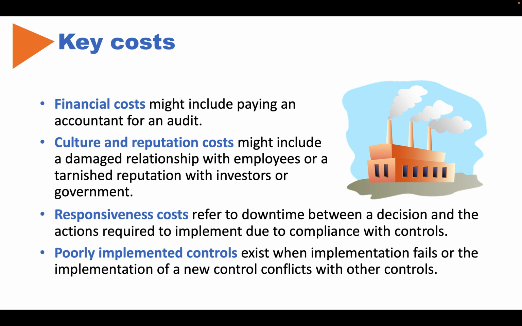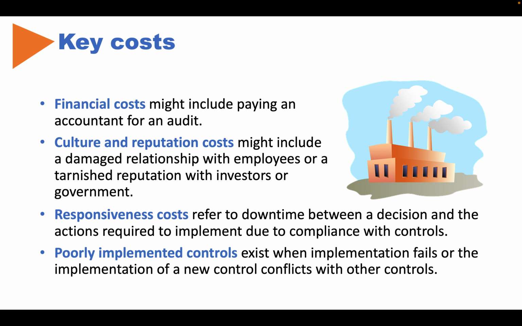Thirdly is responsiveness. So another potential cost of having controls is that they can afford less organizational flexibility and responsiveness. Controls are put in place to prevent problems, but controls can also create problems, right? They take time, they take effort, all of which reduce responsiveness for the organization.